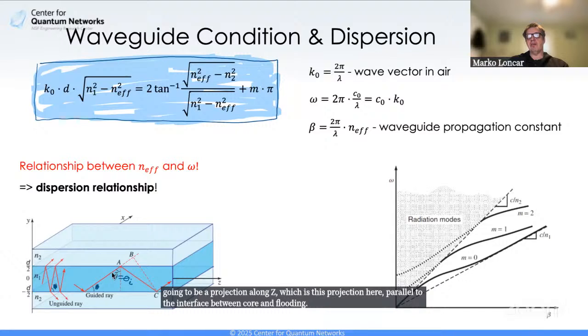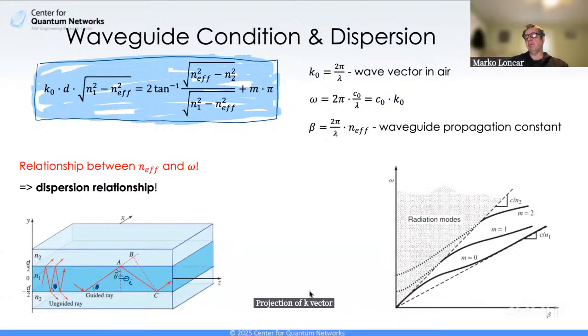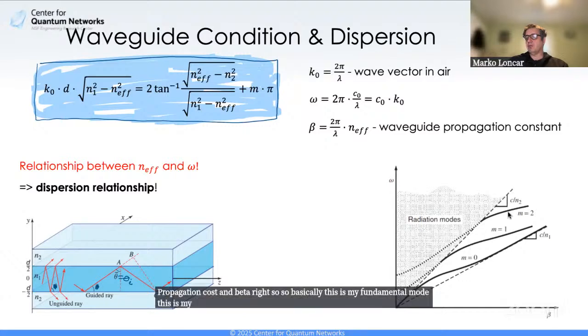A projection of the k vector to this axis is what we call the wave propagation vector, the propagation constant beta, right? So basically, this is my fundamental mode. This is my first higher order mode, second higher order mode, and so on and so forth.